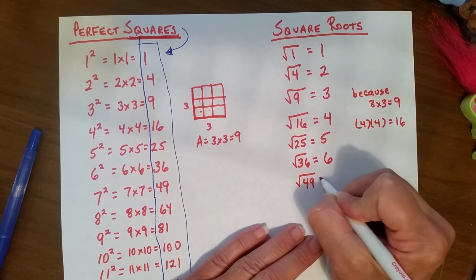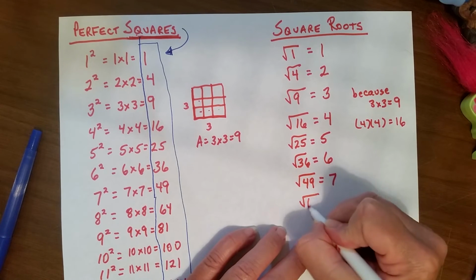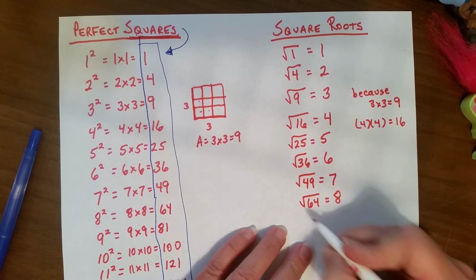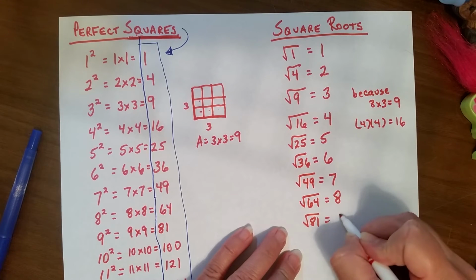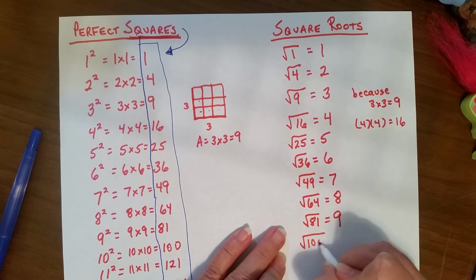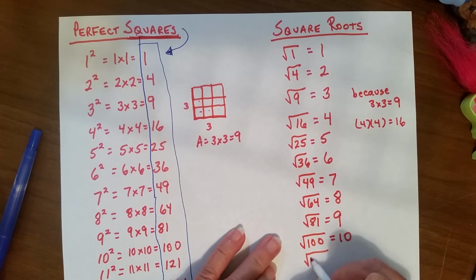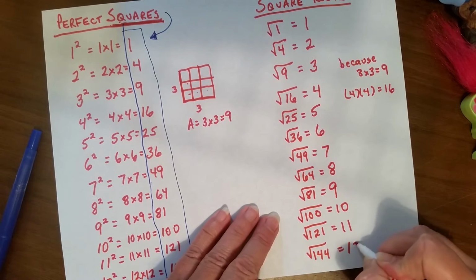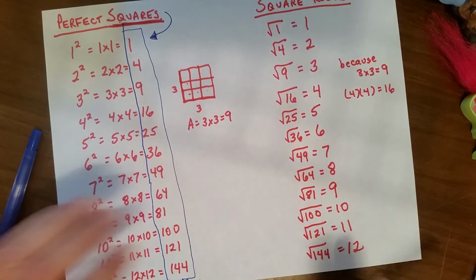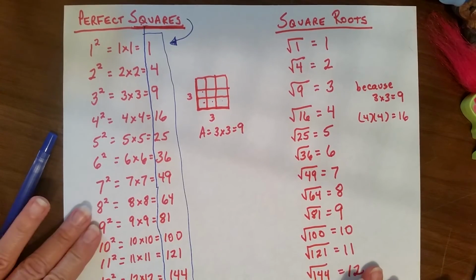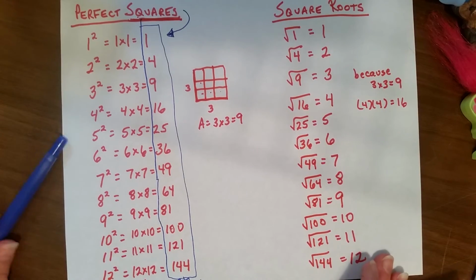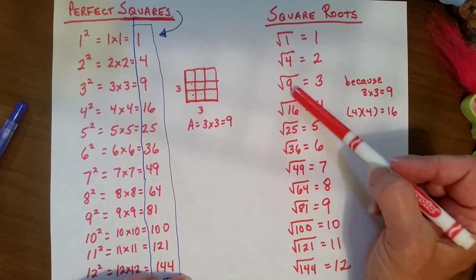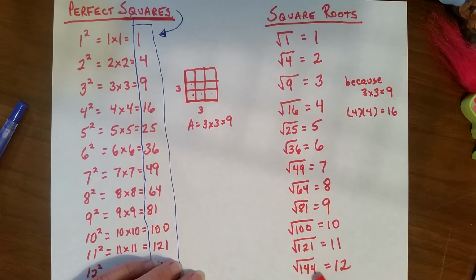The square root of 49 is 7. The square root of 64 is 8. The square root of 81 is 9. The square root of 100 is 10. The square root of 121 is 11. And finally, the square root of 144 is 12. Okay, so here are our perfect squares for our first 12 integers, 1 through 12, and then also our perfect square roots. These are perfect square roots, 1 through 12.